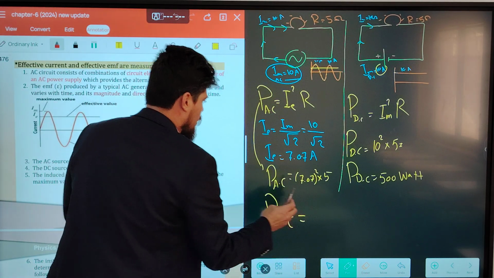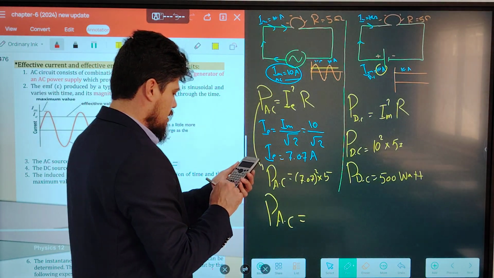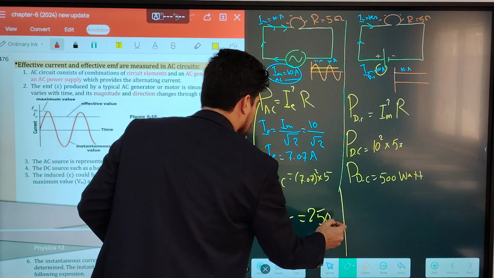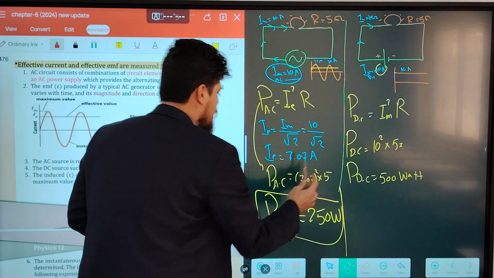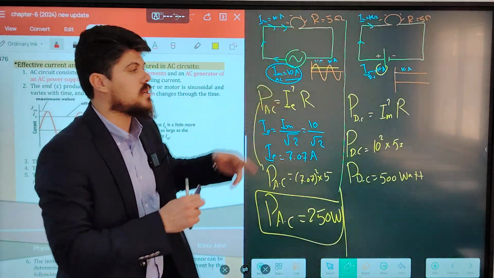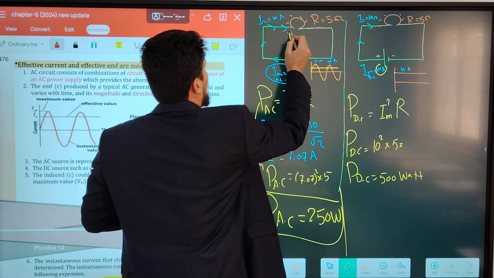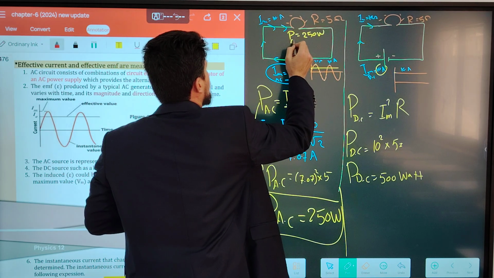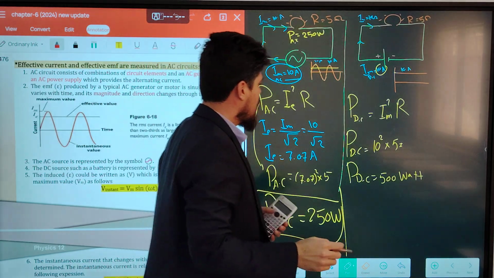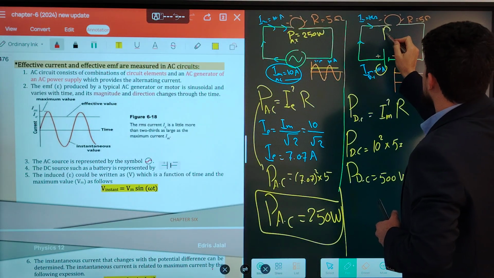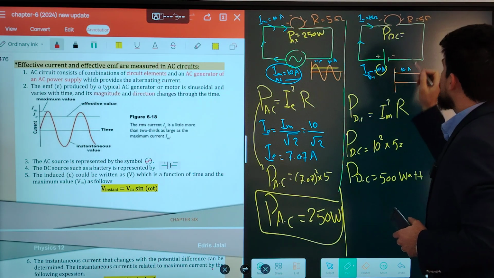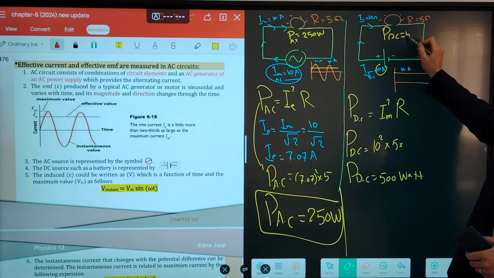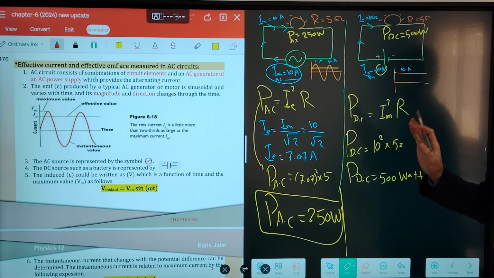Power in AC is equal to 7 squared times 5. I got 250 watt. The power dissipated in this resistor is 250 watt in AC. Now, let's find power dissipation in DC. It should be twice that of AC, 500. It should be 500. Now I'm going to prove it.